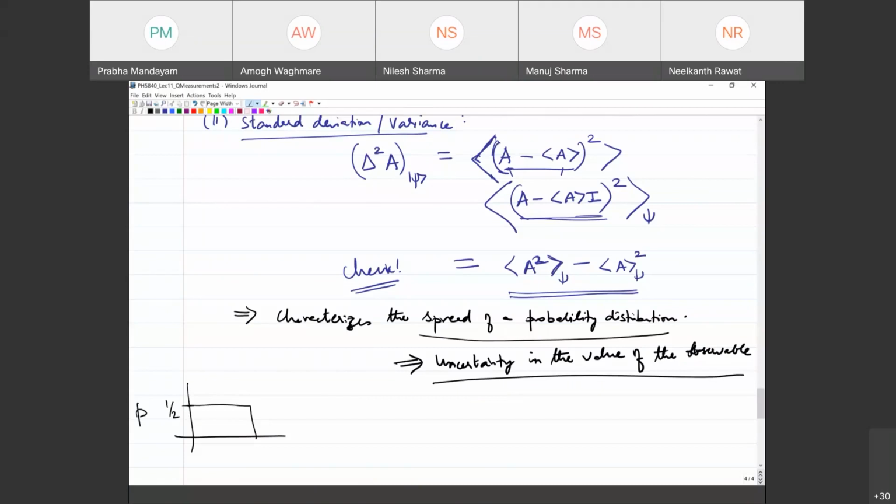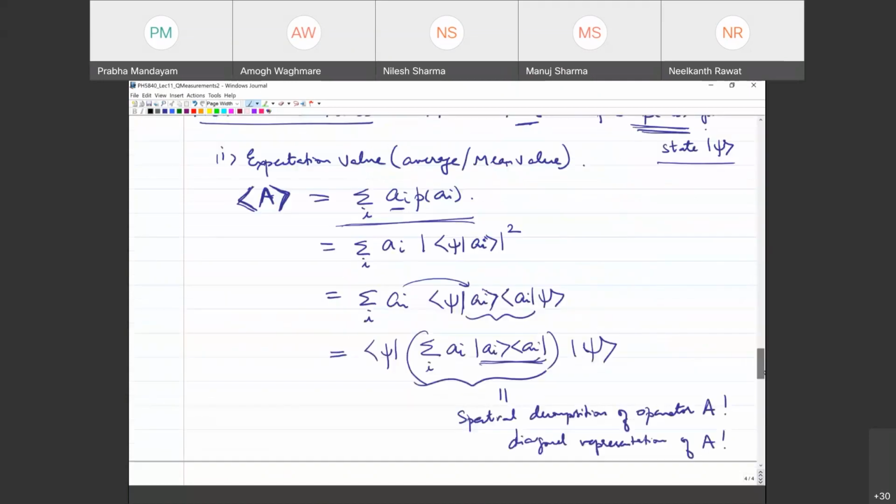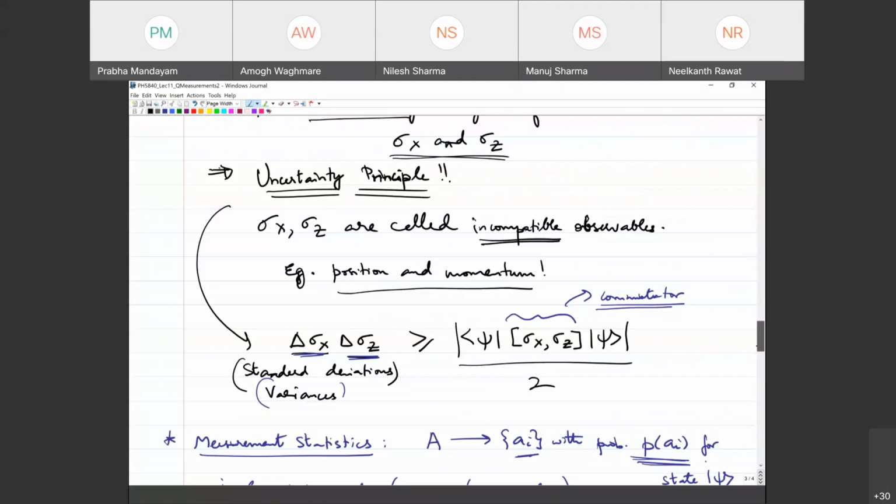On the other hand, if it's a delta distribution, which is just 1, then we know that we are highly certain about the value of the outcome. So this spread of the distribution tells us how certain or uncertain we are about the value of the observable. So this is the statement of the uncertainty principle. And like I said, it's a simple linear algebra exercise to prove it. And that's part of the assignment.